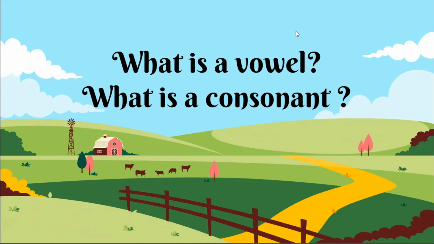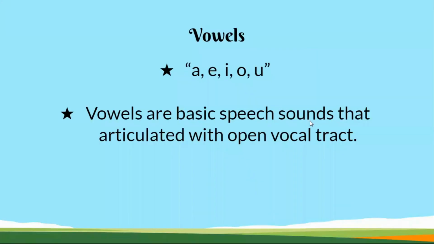For that, first let us understand what is a vowel. The vowels are these 5 letters: A, E, I, O, U. They are called English vowels. Vowels are basic speech sounds that are articulated with an open vocal tract.